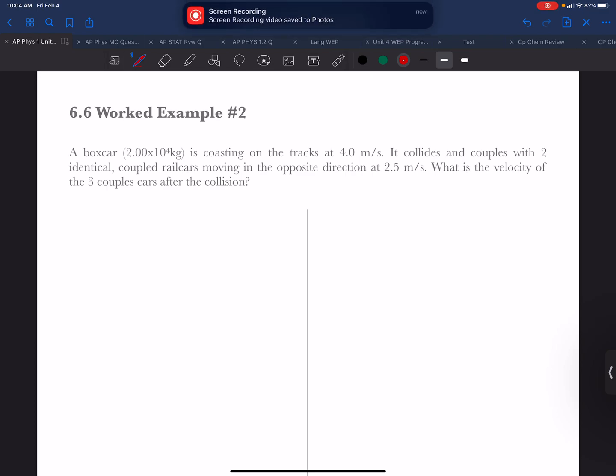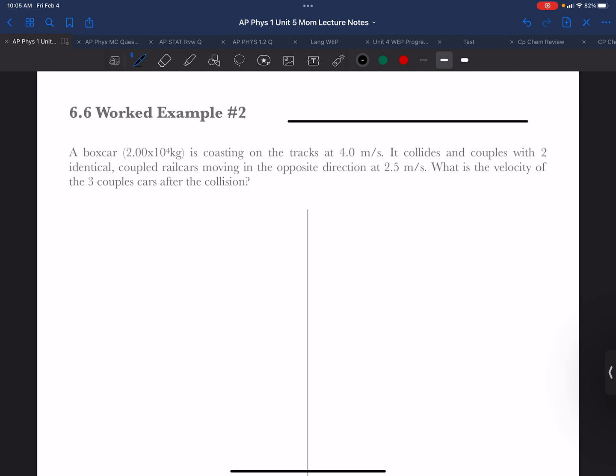In our next installment, we're going to look at a worked example of another conservation of momentum. We have a boxcar coasting along like so, and we have its mass. We'll draw our boxcar coasting along, and we'll just say it has a velocity of 4.0 meters per second. It collides and couples, well, railway cars couple, they join, with two identical coupled rail cars.